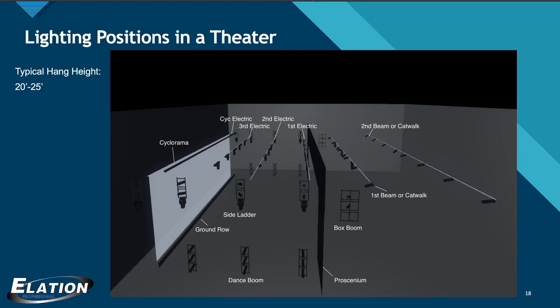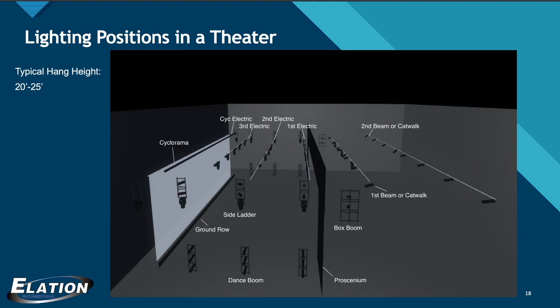We also have a dedicated electric that has lighting fixtures on it simply to provide color for the cyclorama. That is commonly referred to as the cyc electric. And other fixtures that we hang to provide effects for the cyc may hang from that as well.